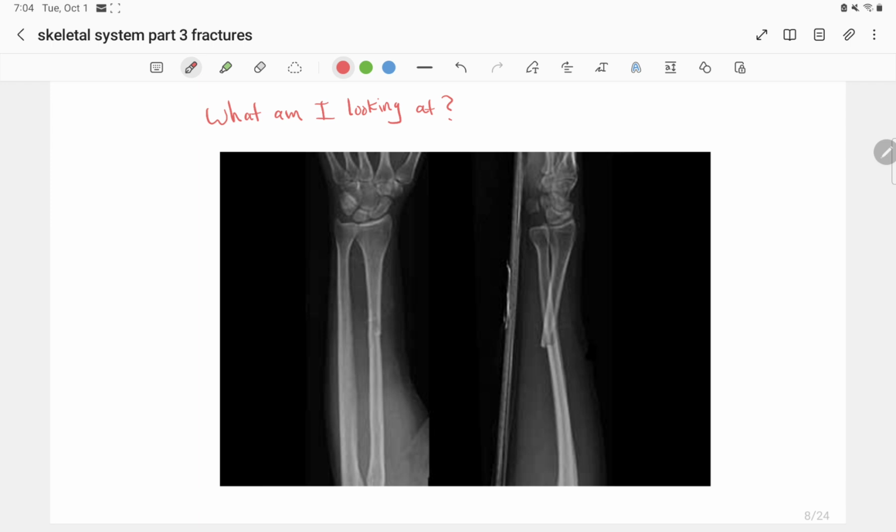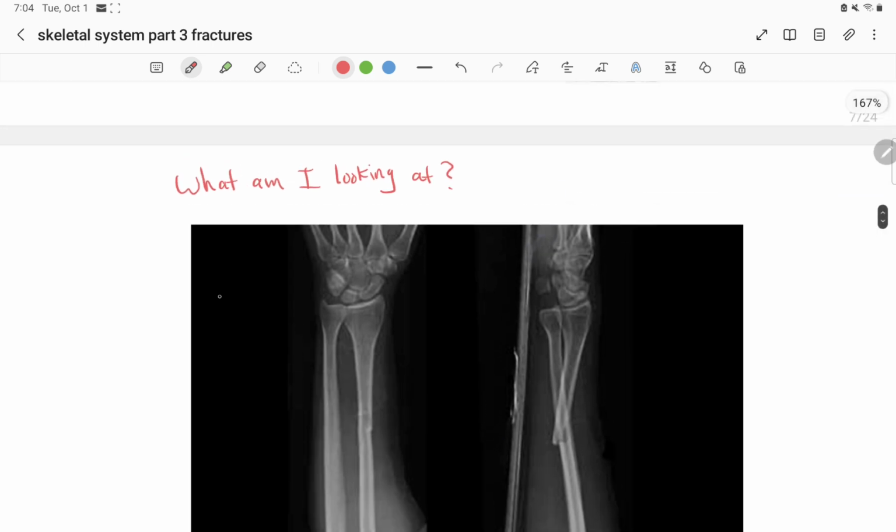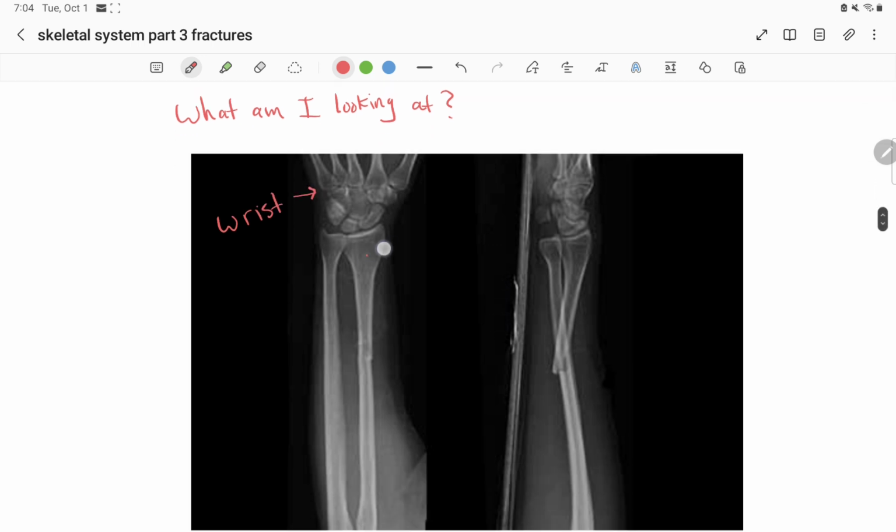Okay, what am I looking at? All right, so in this picture, what are you looking at? Okay, the answer is, well, this is a wrist. Okay, and this is the radial bone, and this is the ulnar bone. And so you're looking at a forearm and a wrist.